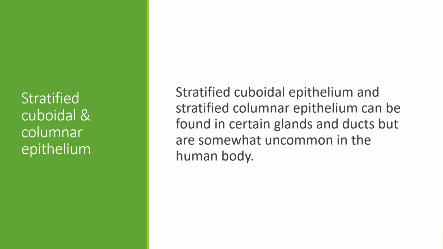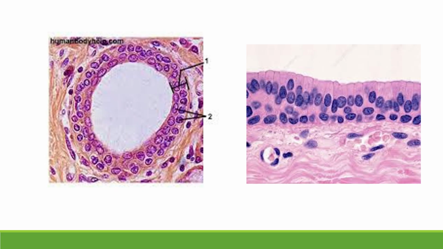Stratified cuboidal and columnar epithelium exist in the human body, but they're only in certain glands and ducts, and they're pretty uncommon. So we don't really study them much in this course, just know that they exist. Here's what they look like. On the left-hand side, you see stratified cuboidal. Notice that you've got two rows of cube-shaped cells with no basement membrane or anything in between them. That would be stratified cuboidal. Then over on the right-hand side, you have stratified columnar. You can see two different levels of nuclei, and that tells you you've got stratified columnar.